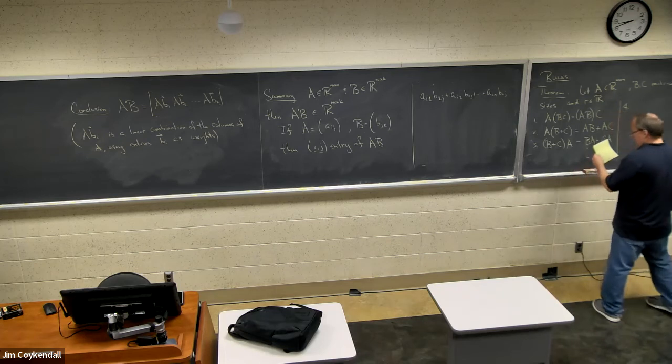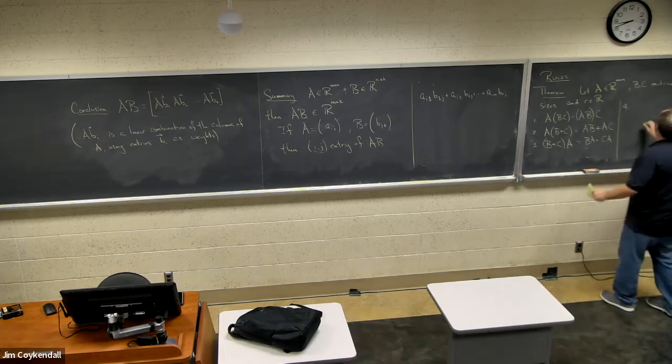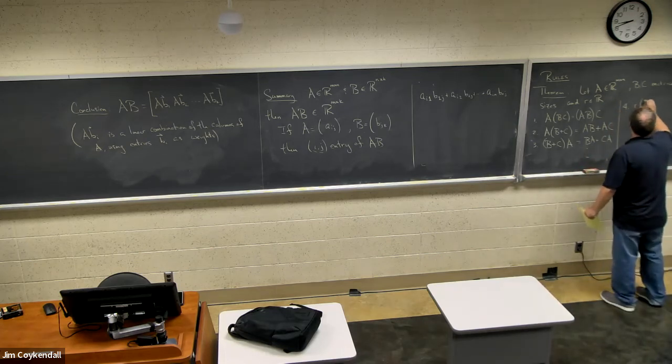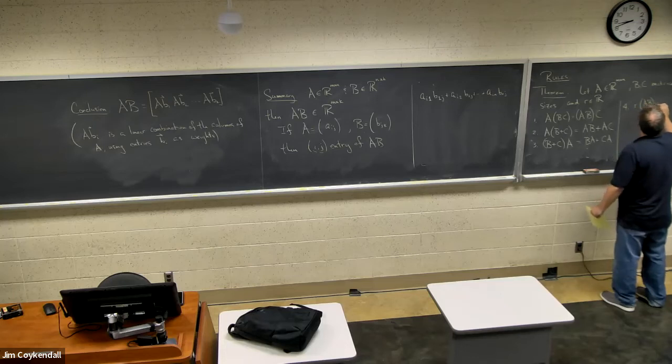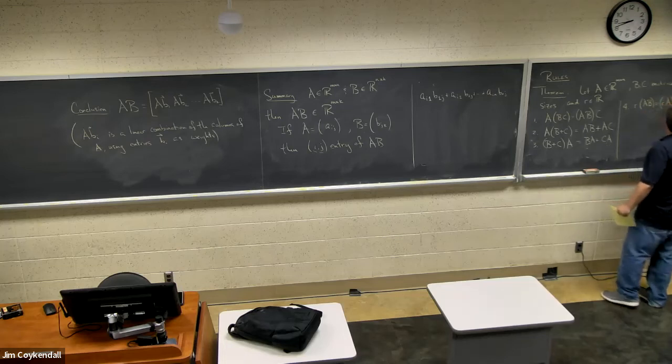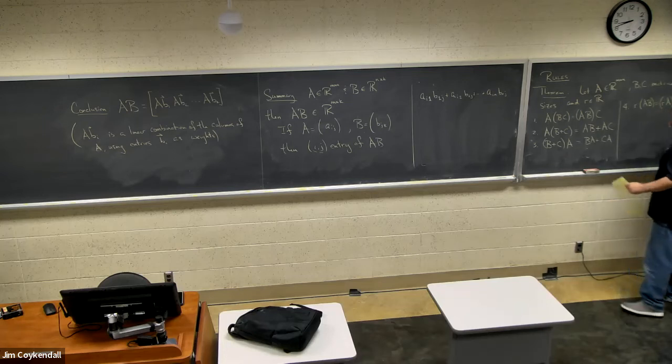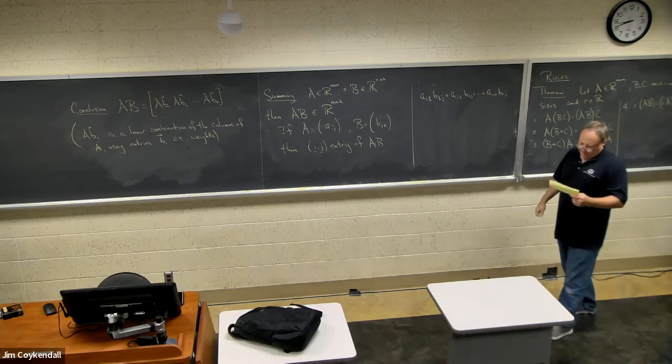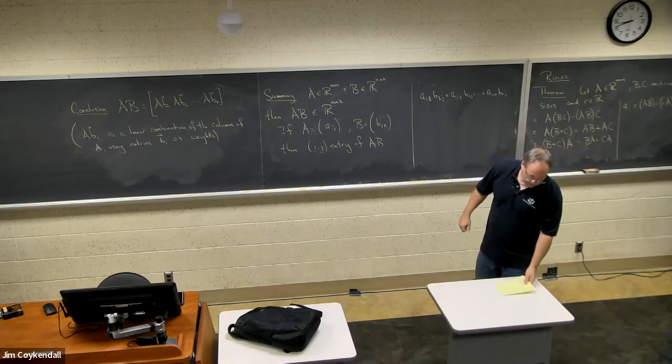Before, if you have r, the number, times AB, this is rA times B, and it's A times rB. So I can slide that number in and out wherever I want.